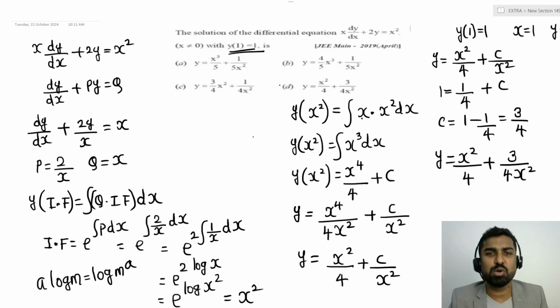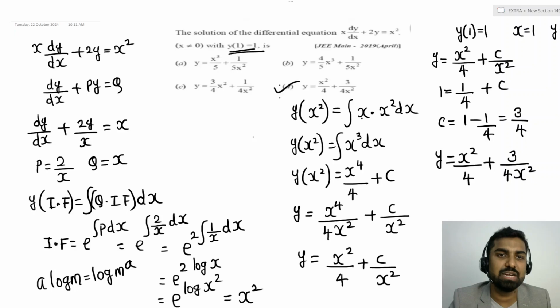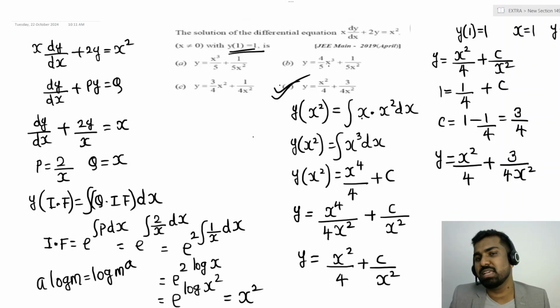Now observing the options, clearly we got the answer: option D is correct. So y equals x square by 4 plus 3 divided by 4x square is the solution of the given differential equation. How simple it is, right? We just have to understand the standard form and the formula itself.